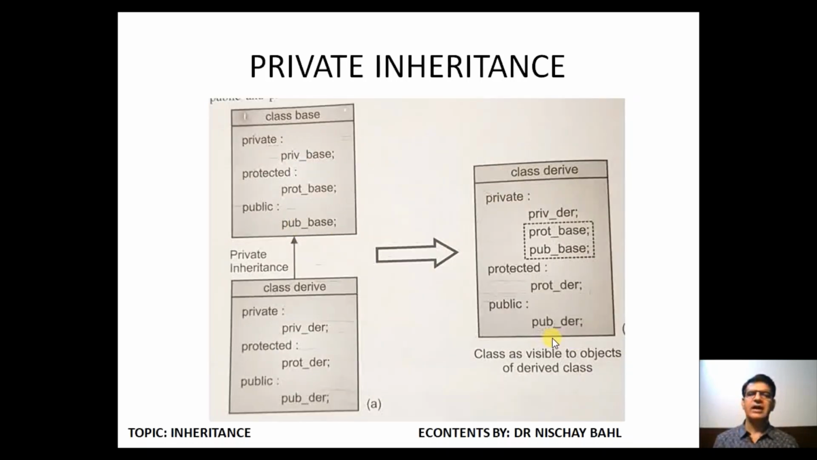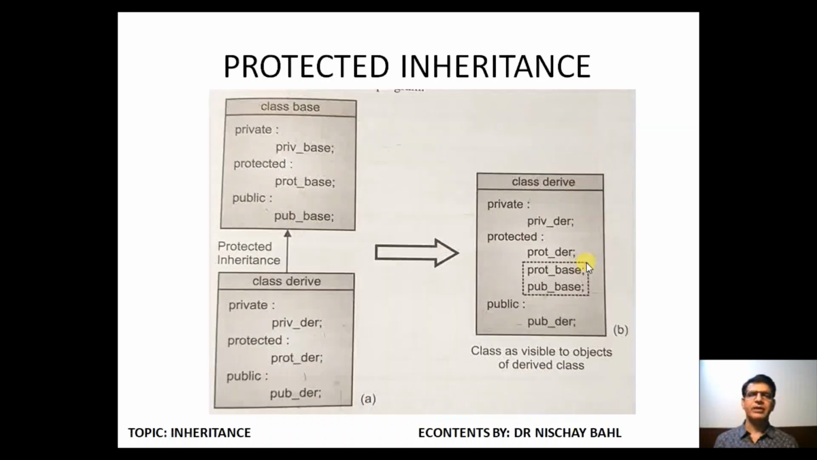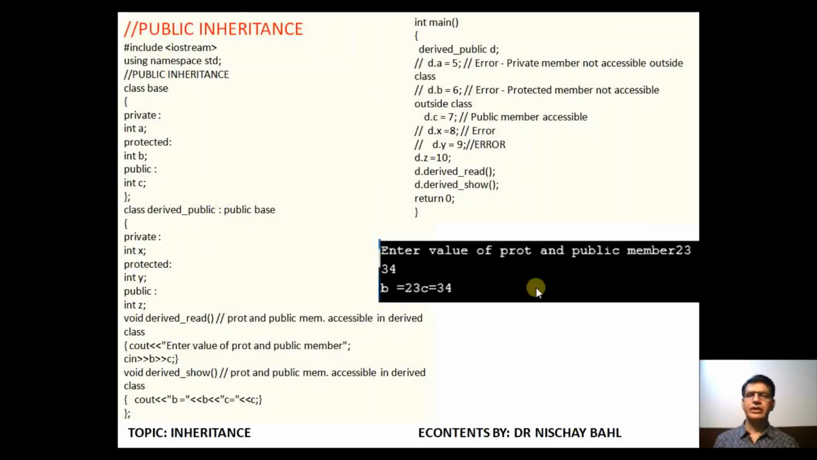And in the case of private inheritance, both protected and public members of the base class become the private members of the derived class. You can see these two members being shifted here, shown in a dotted box. And in the case of protected inheritance, both protected and public members become the protected members. You can see this box also here. So next we are showing you a few example programs.